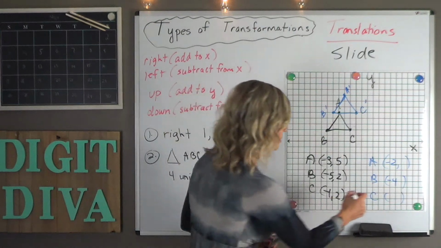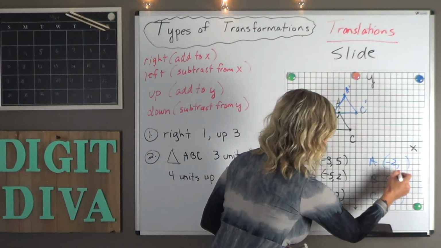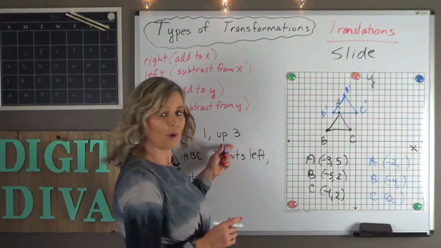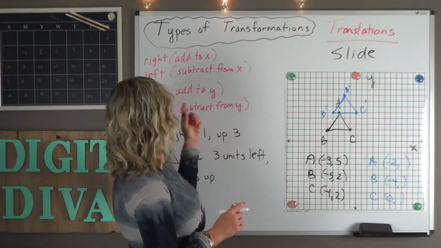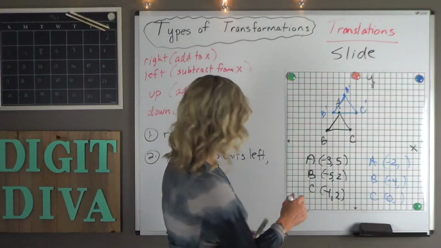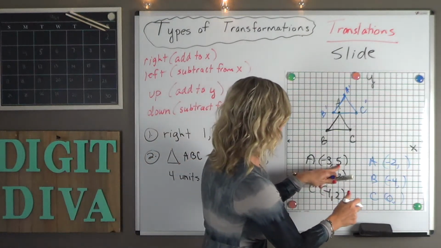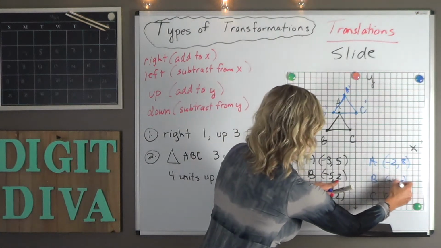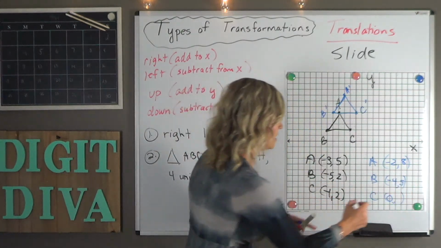-1 plus 1 would be 0. So now I have all of my new x values. What does it want us to do to our y value? It says up 3. Well, up means you add to y. So I'm going to add 3. 5 plus 3 is 8. 2 plus 3 is 5. 2 plus 3 is 5.